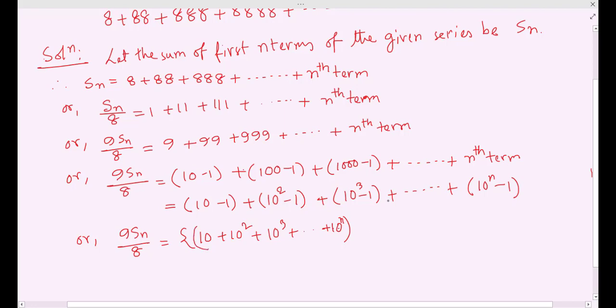We will get this series, and then minus 1, 1, 1, 1, like this, as n ones will be there. So n is here. n number of ones will be deducted from the first term. 1 will be deducted from the first term, 1 from the second term, 1 from the third term. So from each of the n terms 1 will be deducted. So for n terms, n will be deducted.